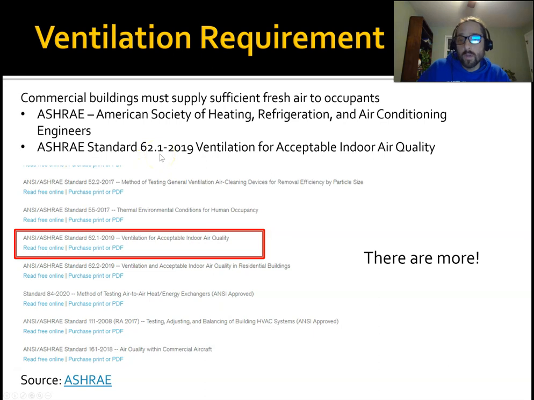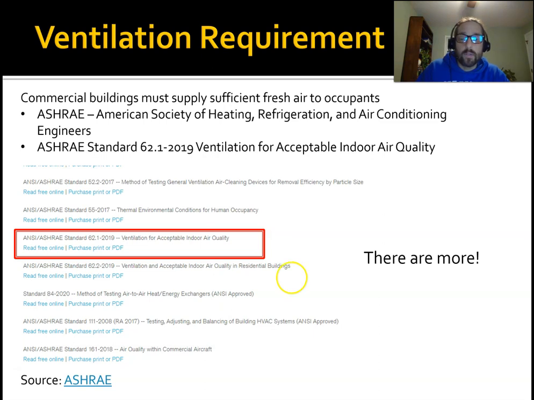62.1-2019, as it's commonly known. The ventilation standard for residential is 62.2, you can see down here 62.2-2019. And these were recently updated in 2019 and accepted even past 2019. So these are very updated standards. So this tells you how much fresh air you need in commercial buildings.